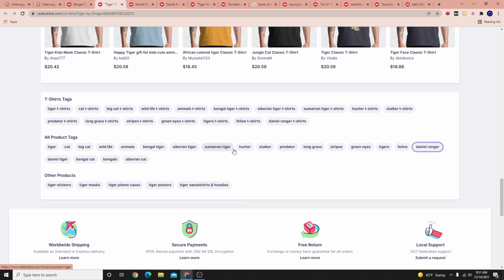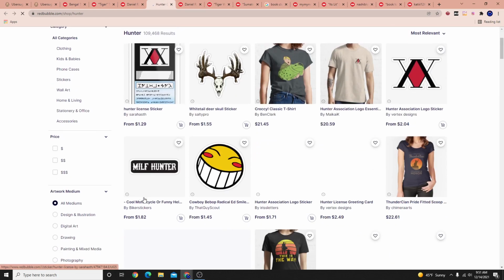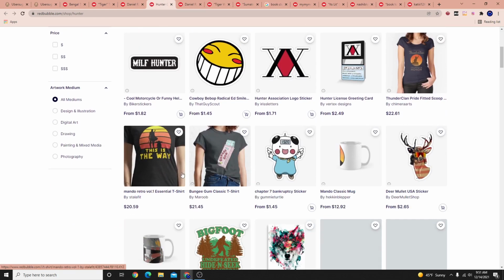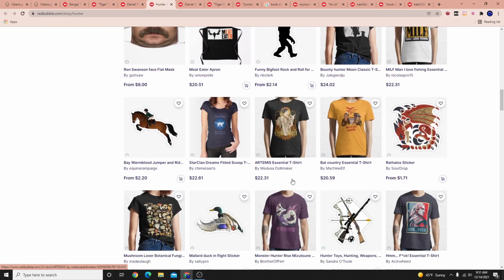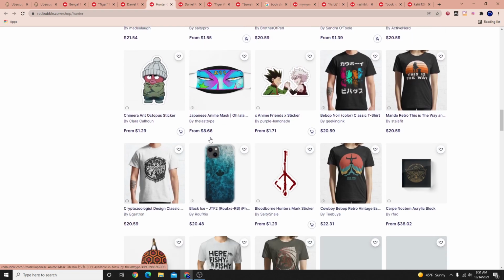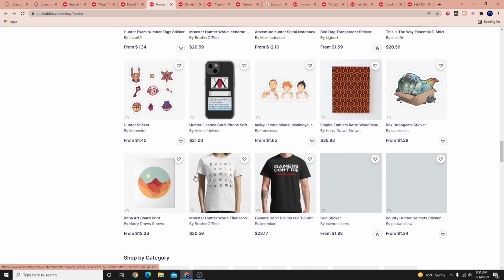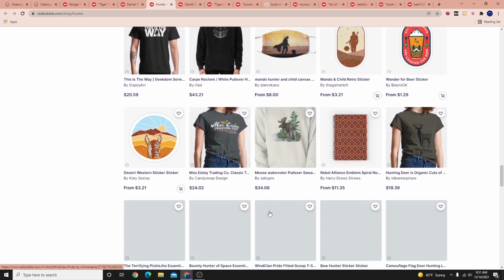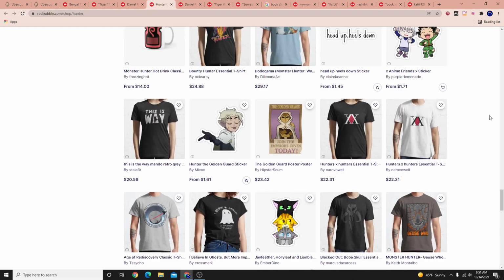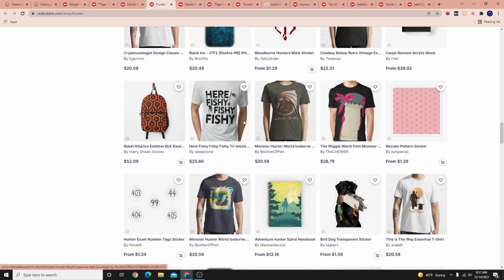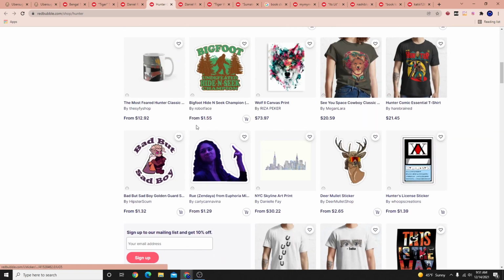Siberian tiger, Bengal tiger, hunter, stalker, predator. See, if I click on hunter, I doubt that their design is going to be on the first page even. Because once again, it doesn't necessarily relate. Like if I'm a hunter searching for something that's hunter related, I want to see hunter related t-shirts. I don't want to see a picture of a tiger. Does that make sense? That's an example of tag spamming. So this proves my point, that their design is not on the first page.